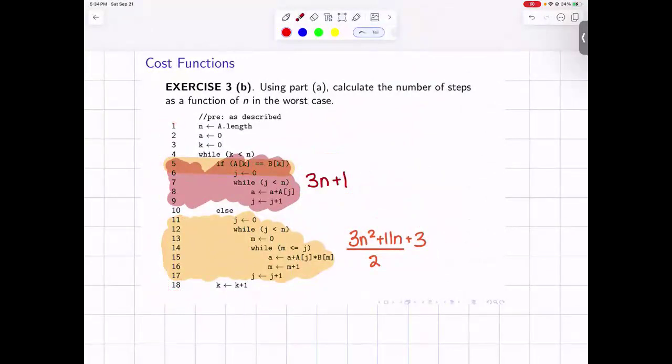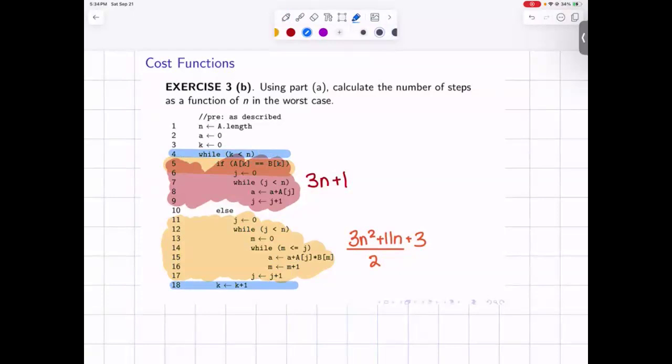All right, so let's calculate the number of steps overall. Let's start with, I guess we'll do blue. We have our while loop right here. Oh, that's pretty thick. Hold on. While loop. We have these two lines that we definitely know we need to consider.